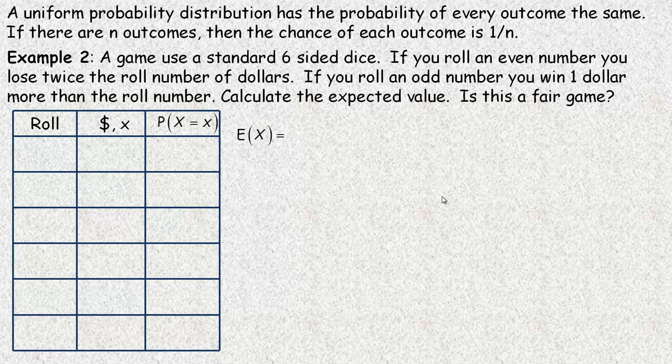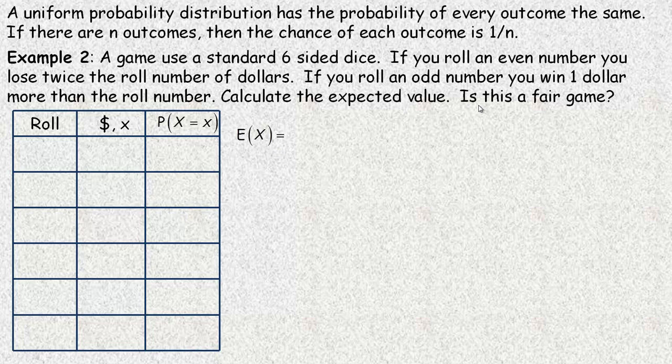Now, again, a uniform probability distribution has the probability of every outcome being the same. So if there are n outcomes, then the chance of each one is 1 over n. And in the last example in this uniform tutorial, we've got a game that uses a standard 6-sided die. If you roll an even number, you lose twice the number you roll in dollars. If you roll an odd number, you win $1 more than whatever you roll. We're asked to write the probability distribution and calculate the expected value. And then you're asked, is this a fair game?